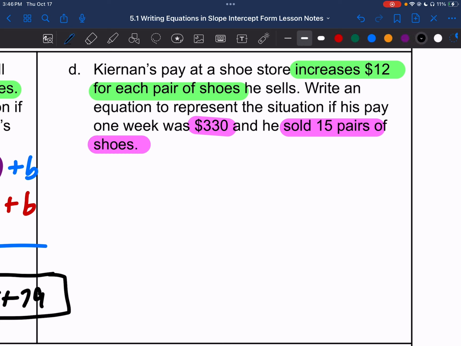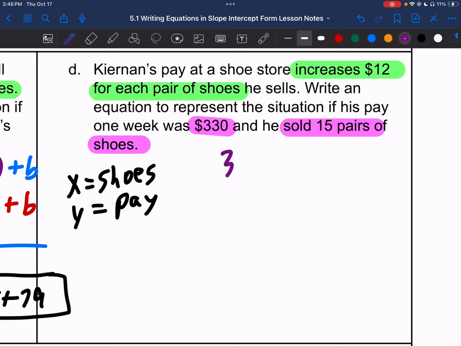So we're going to define our variables. X equals shoes. Y is equal to pay. So we set up our equation now. His pay was $330, and that was equal to the $12 he got paid times the 15 pairs of shoes that he sold, plus our starting amount, his starting salary of B.